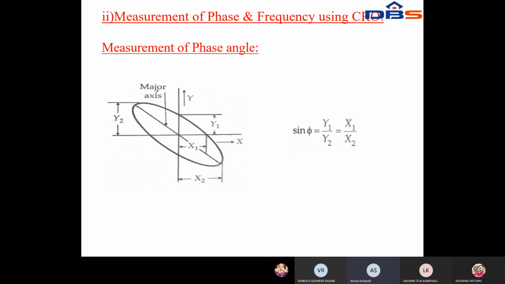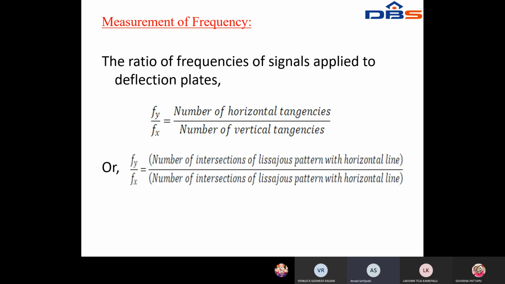So sin phi, the phase angle, has the value Y1 by Y2, which is equal to X1 by X2. To get the phase angle phi, you can write phi equals sin inverse of Y1 by Y2, equal to sin inverse of X1 by X2. This is the measurement of phase by using the CRO.